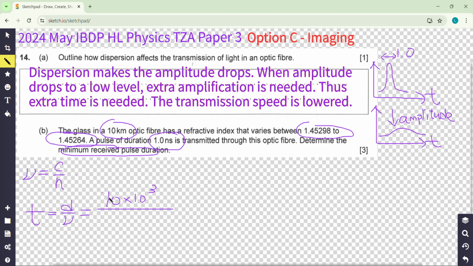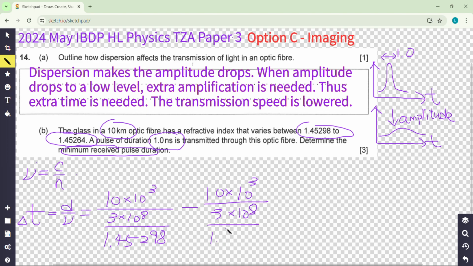Okay, v is c over n. c is 3 times 10 to the power 8. So they have different speeds. So they have a change, a spread-out of the time. Okay, the slowest one is this one, right? So copy correctly, 1.452998. Okay, it is the slowest one, so the longer time, right? So minus the faster time. Do the same thing again, v over n again, but this time you use the smaller n.